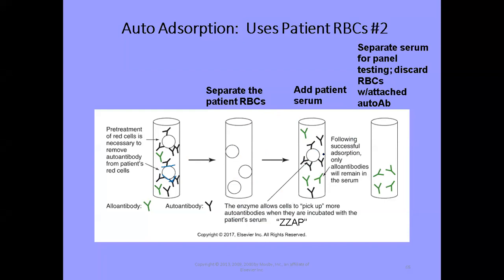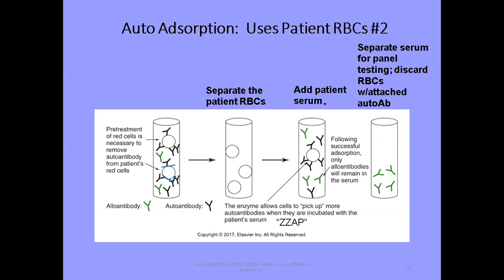Now we're going to add the patient's serum, okay? Let me go back. The first step is we need to treat this patient's red cells to remove any of the autoantibodies that are bound. And we're going to centrifuge this and then basically throw away the plasma and just keep the cells in this case. So you see how the cells are now free. They no longer have the autoantibody attached, okay?